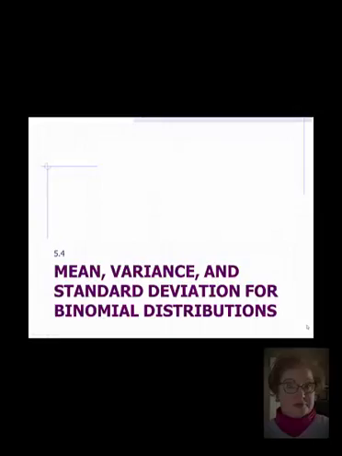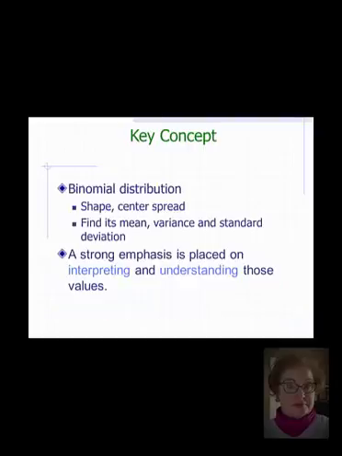So let's look at this and go on to section 5.4 and talk about the mean and the standard deviation for binomial distributions, because guess what? We want to talk about shape, center, and spread. So what we're going to do is find its mean. We're going to find the variance, but remember we usually are more interested in the standard deviation because we want to know where the center is and we want to know the standard deviation.